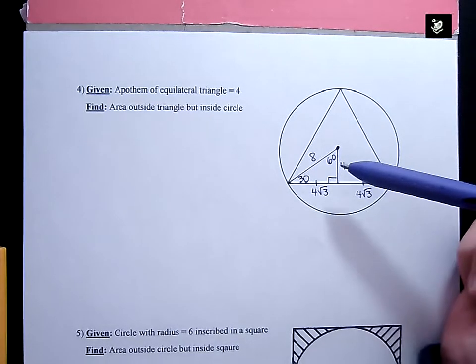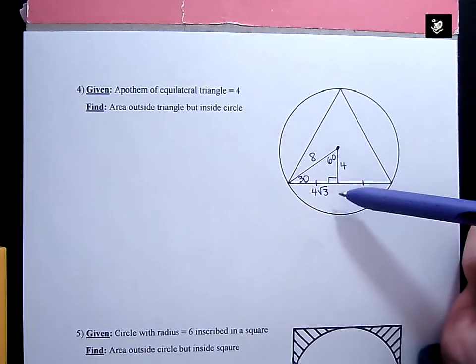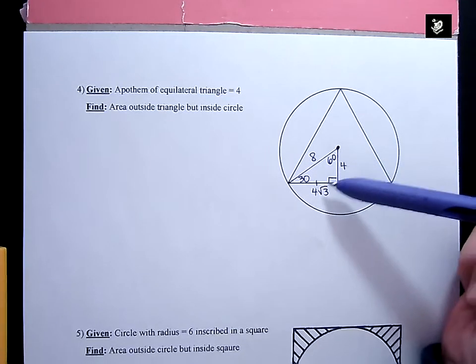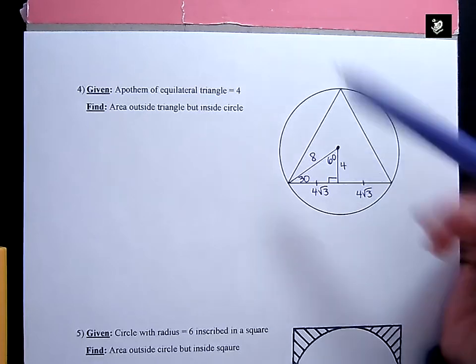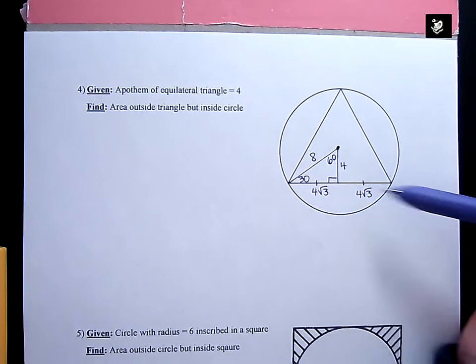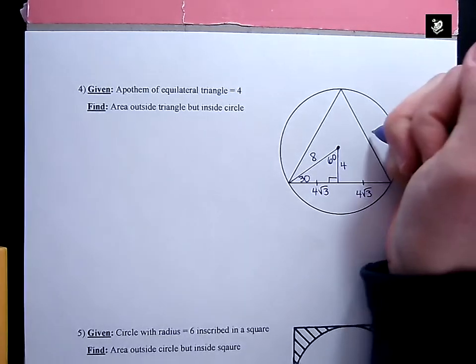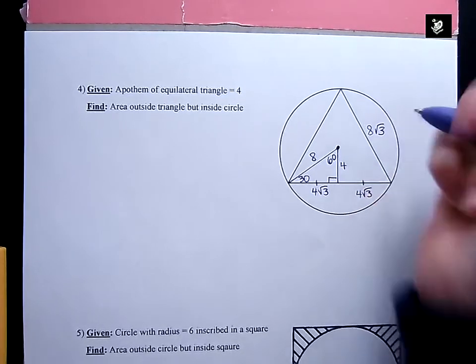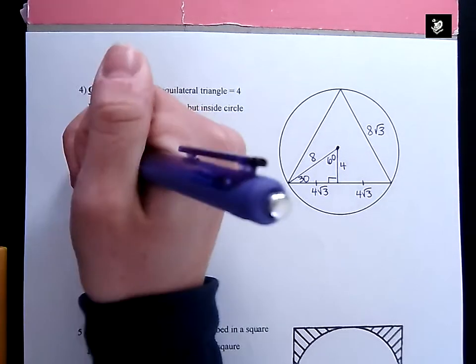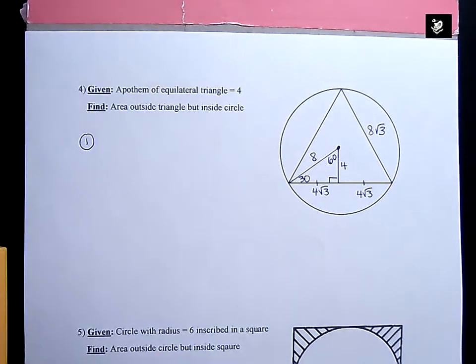So again, I drew in my apothem, which is 4, and I drew in this radius of this circle. And using my 30, 60, 90, because it's an equilateral triangle, I'm able to deduce that that's 4 root 3. Therefore, that piece is 4 root 3. So the whole side is 8 root 3. And I was able to find that the radius of the circle is 8. So now this is where I need to plug into my formulas.